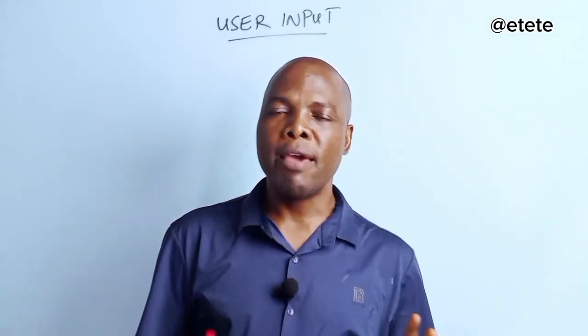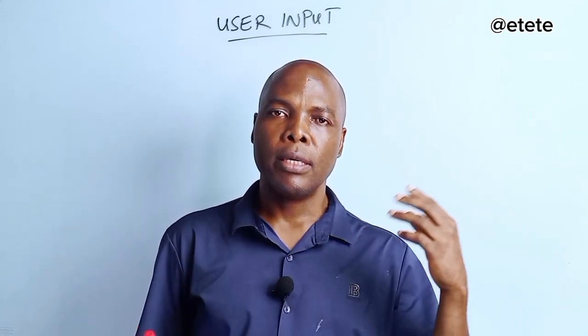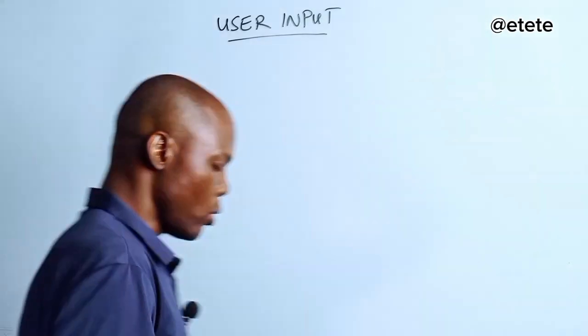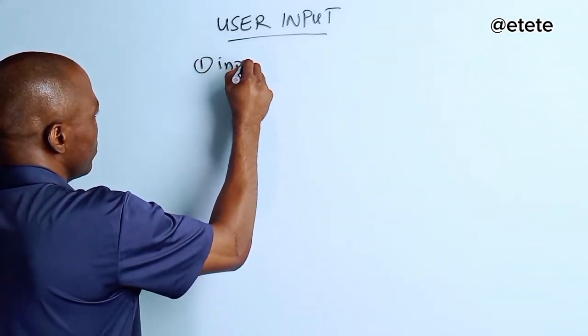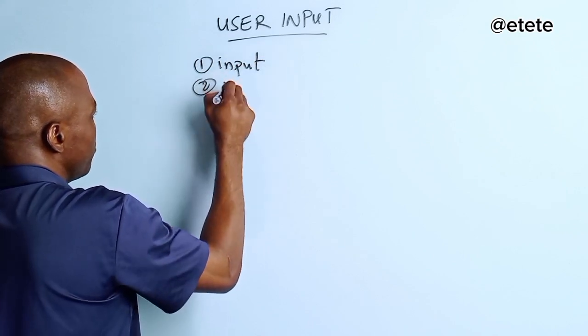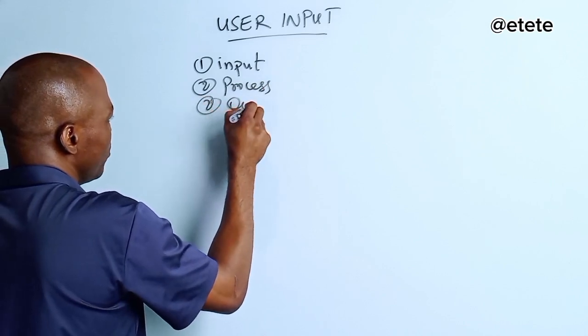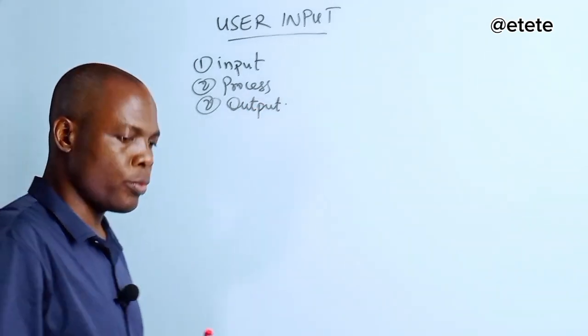Now, every program that you see basically has three major parts: the input, the process, and then the output, right? So you have first one, input, right? You have process, and then you have the output, right? You have these two.